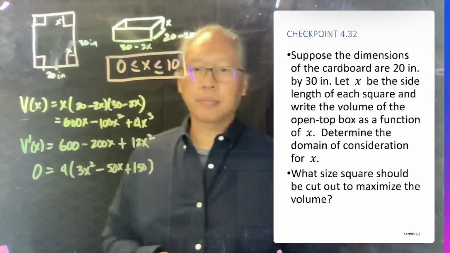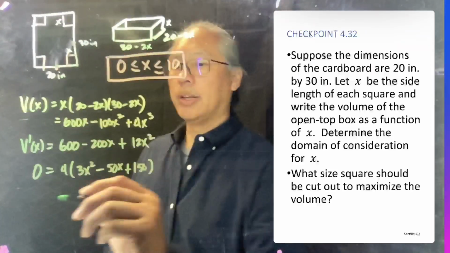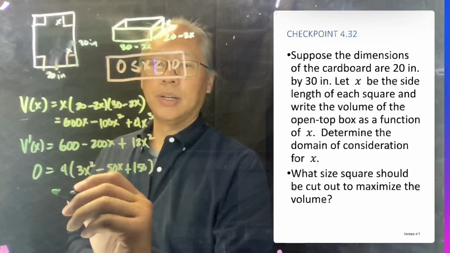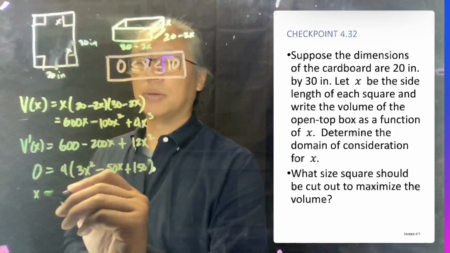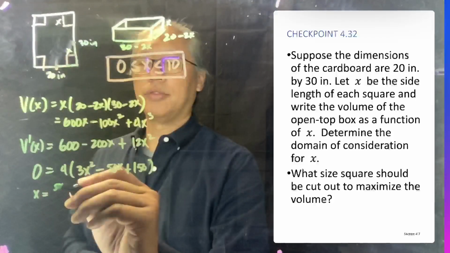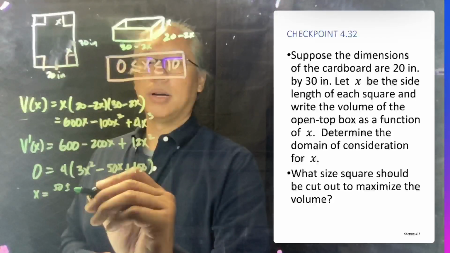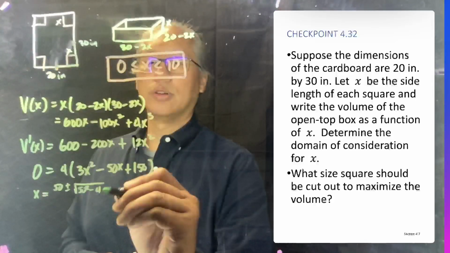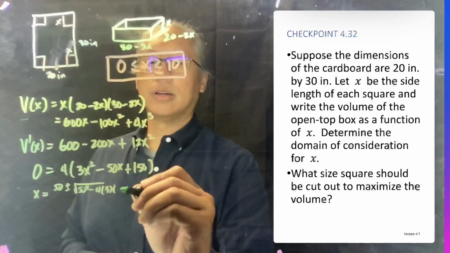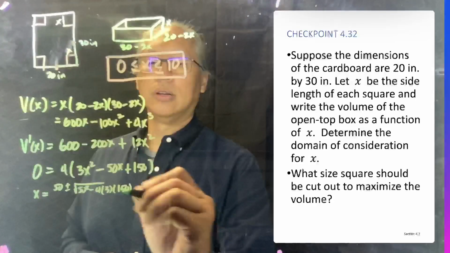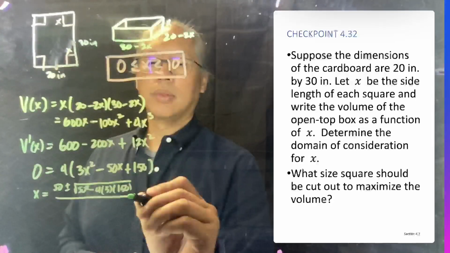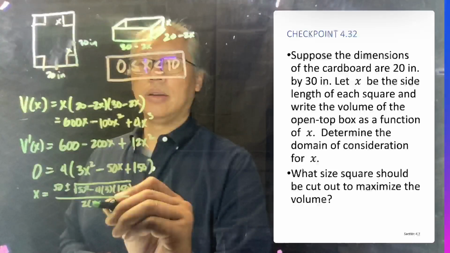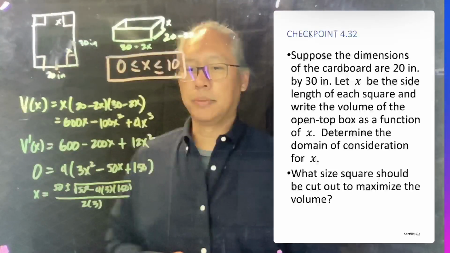All right. So from here we'll just take the quadratic formula to help us solve for this. x is going to be equal to 50 plus or minus the square root of 50 squared minus 4 times a, which is 3, times c, which is 150, all over 2 times a, which is equal to 3.